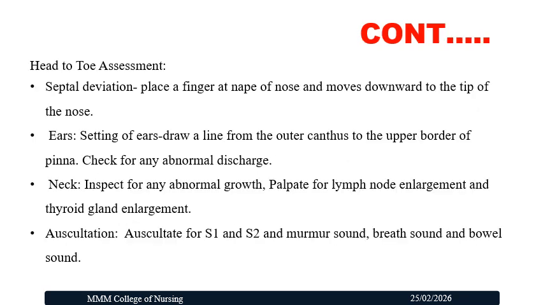Head to foot assessment. Check for septal deviation by placing a finger at the nape of the nose and moving downward to the tip of the nose. Ears, setting of ears: draw a line from the outer canthus to the upper border of the pinna. Check for any abnormal discharge also. In the neck, inspect for any abnormal growth, palpate for lymph node enlargement and thyroid gland enlargement. And auscultation: auscultate for S1, S2 sound, murmur sound, breath sound, and bowel sounds.